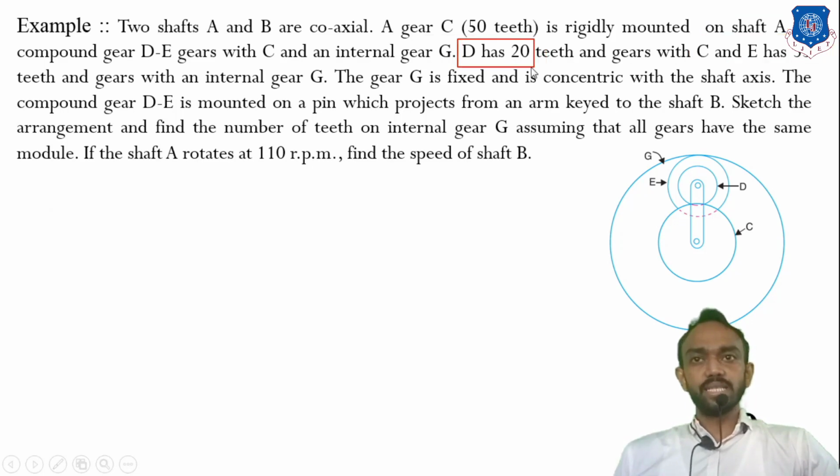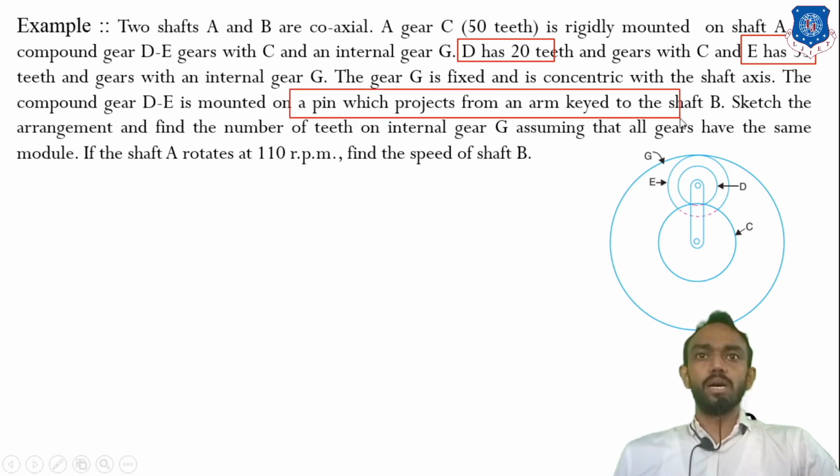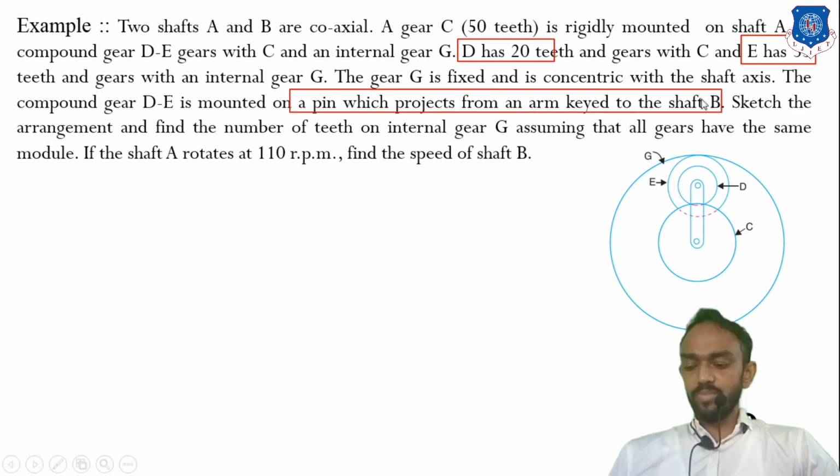Okay, gear D has 20 teeth and gears with C. E has 35 teeth and gears with G. Gear G is fixed, concentric with the shaft axis, and the compound gear D is mounted on a pin which is projected from the arm keyed to shaft B.